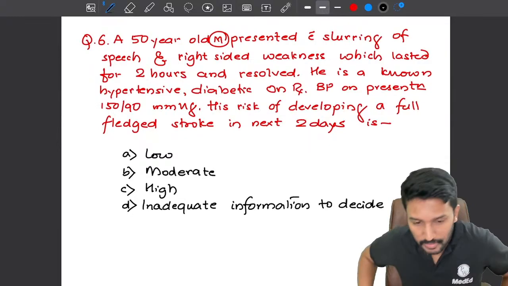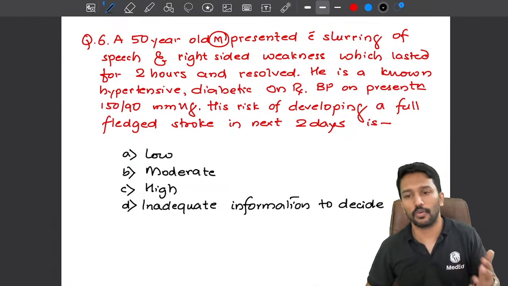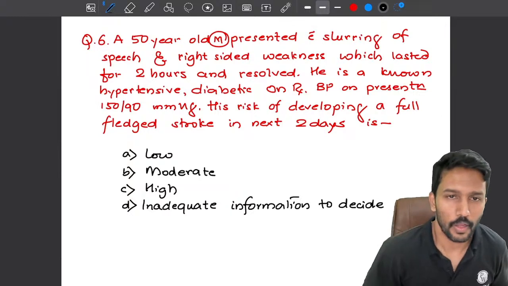Okay, sometimes that appears in MCQ also. Which of the following is false about SIADH? And they will mention serum osmolality more than 280. That's a false statement. Okay.